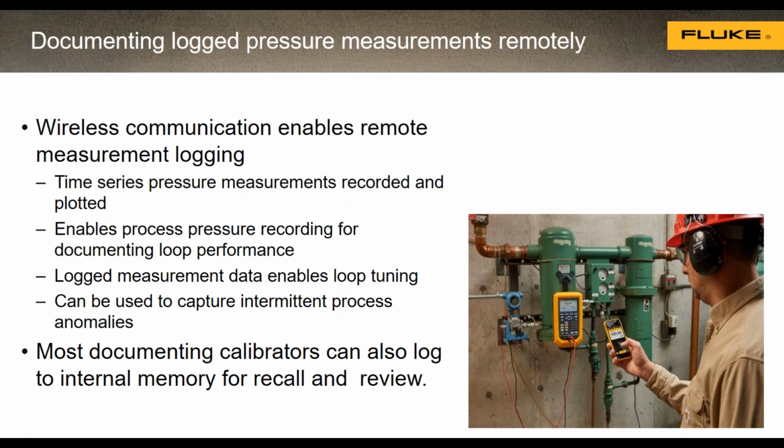Another important feature about a documented calibrator is being able to document logged readings. Let's say you want to check the pressure of a device over a period of time, to check for spikes, check for drops. You can do that with the documented calibrators. You can also use wireless communication, as shown here, such as Fluke Connect. You can send that information to a phone, record that data, and send it to another location. So being able to document logged information is also a key feature in a lot of calibrators out in the field now.